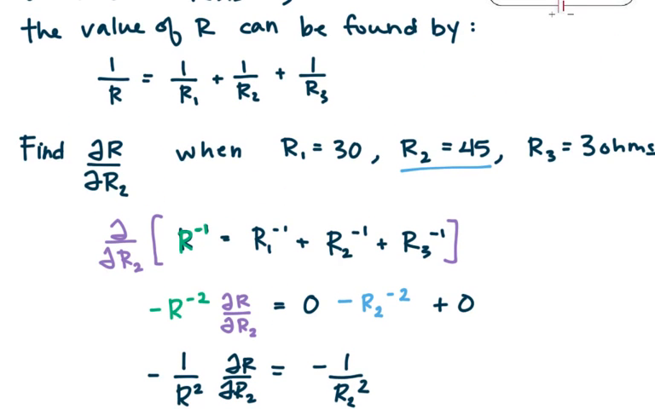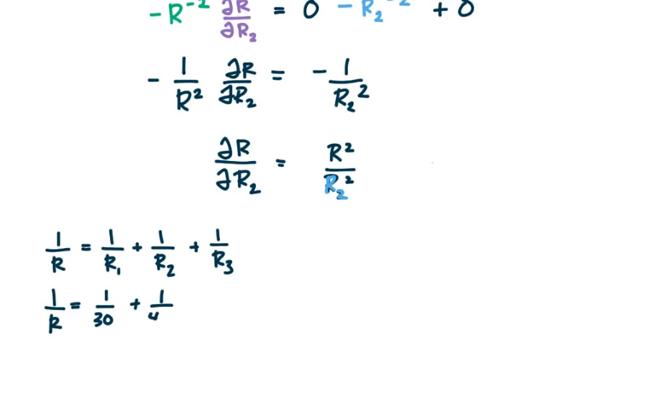Fortunately, we can go back to our original equation and I can plug all of these values in to find R. All right, so I'm going to write this down here. The original equation was 1 over R equals 1 over R sub 1 plus 1 over R sub 2 plus 1 over R sub 3. Or rather, 1 over R equals 1 over R sub 1 was 30, R sub 2 was 45, and R sub 3 was 90. If we solve this basic equation, we're going to get that R equals 15.